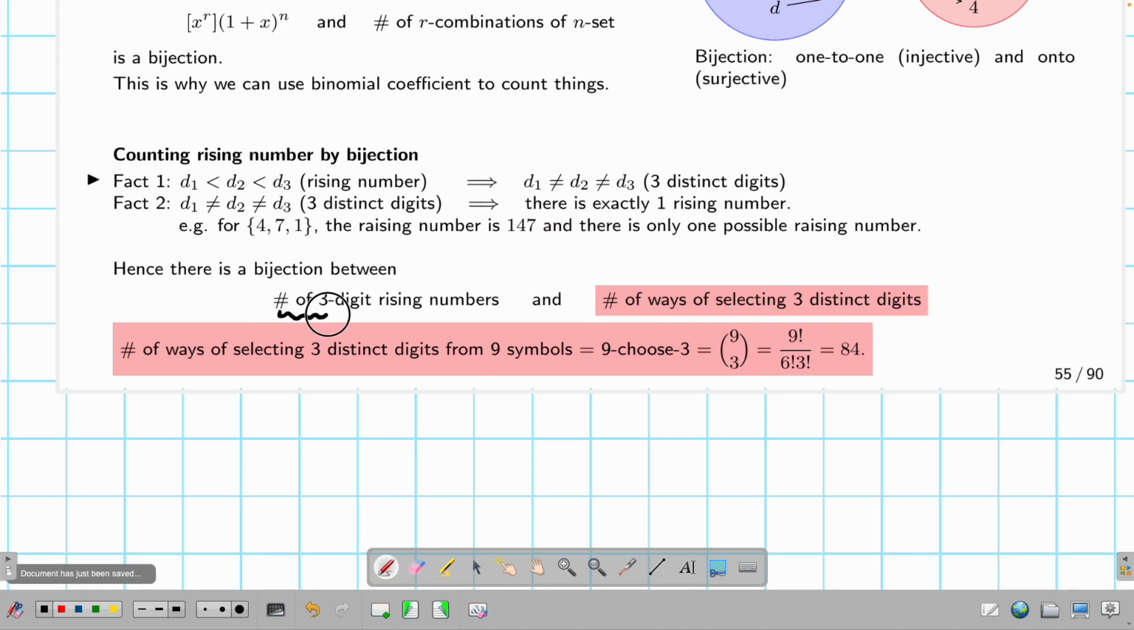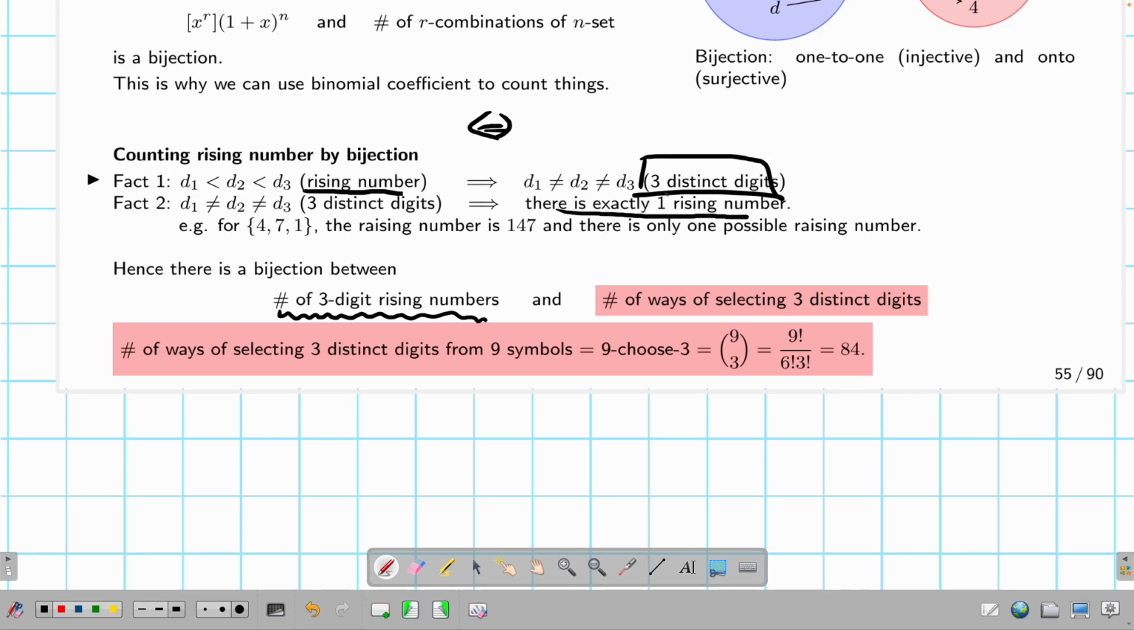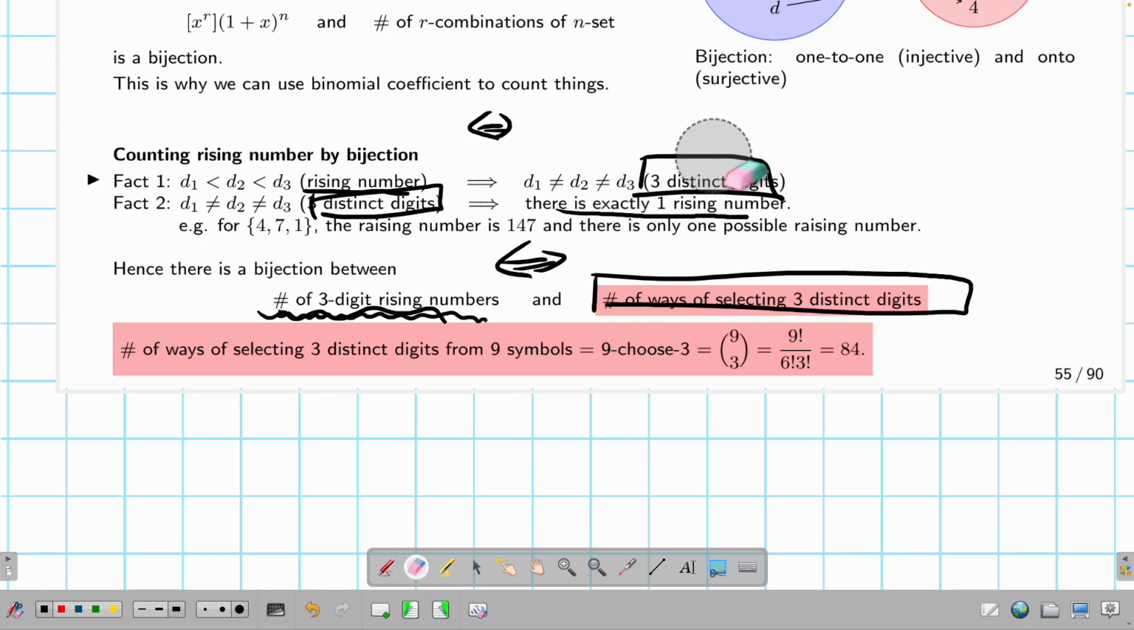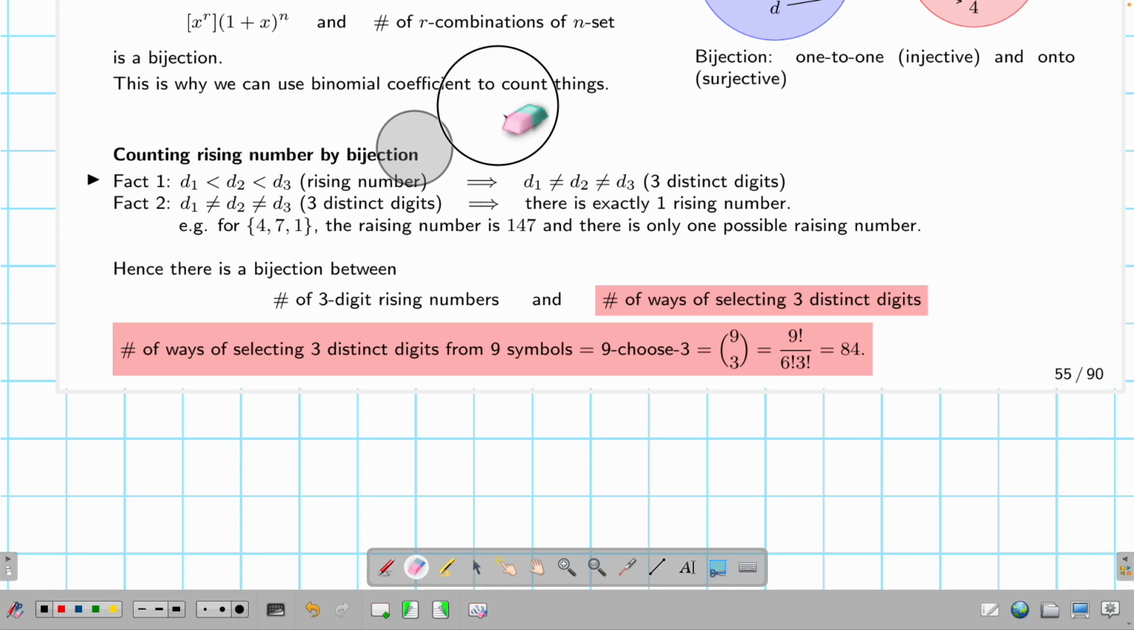So the number of 3-digit rising numbers means this guy, and then we show that from fact 1 and fact 2, they are if and only if with this guy. That means this and this is an if and only if, or a bijection in the function sense. So therefore, if we want to count the number of rising numbers, we can count the red box instead. The number of ways of selecting 3 distinct digits from 9 symbols is exactly 9 choose 3, which is 84.